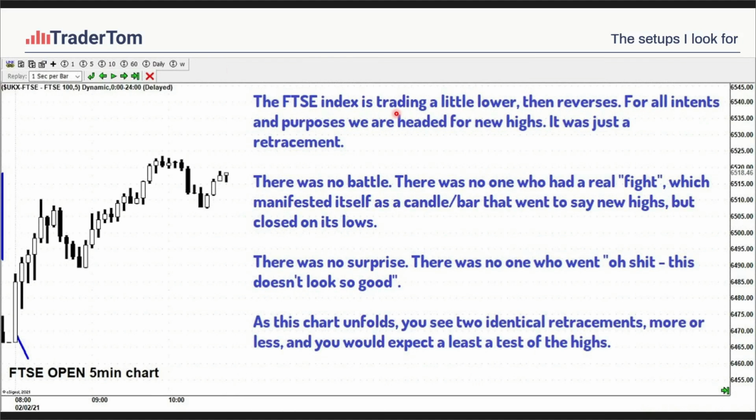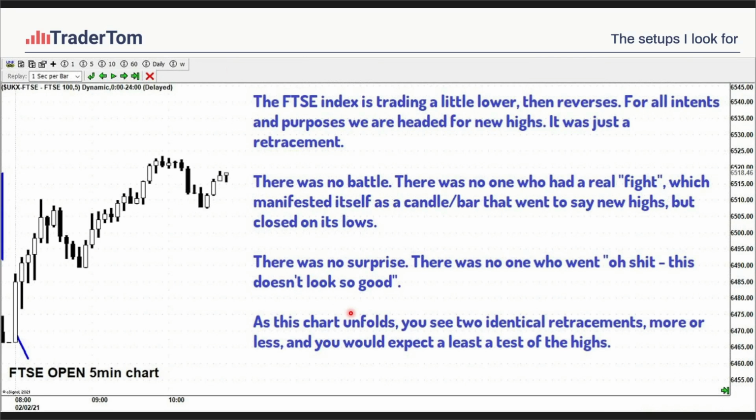So the FTSE is trading a little lower, then reverses back up again. For all intents and purposes, we are headed for new highs. It was just the retracement that we saw here. There was no battle, and that's the important bit. There was no one who had a real fight, which manifested itself as a candle or bar that went to say new highs, but then closed at its lows. There was no surprise. There was no one who went, oh, shoot, this doesn't look good.